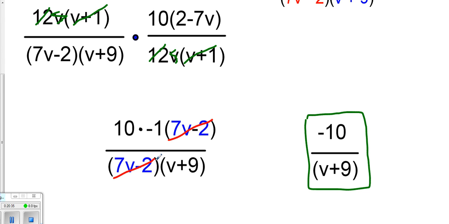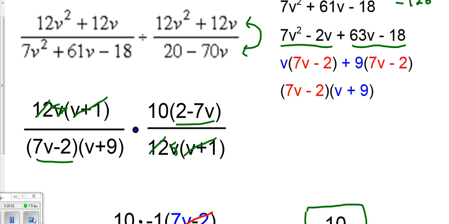Now you only have to use this trick when you can recognize that these factors are exactly opposite of each other: 2 minus 7v and 7v minus 2. You factor out a negative 1 from one of them and it flips it around, then you can cancel those out. And that should be it for our video.